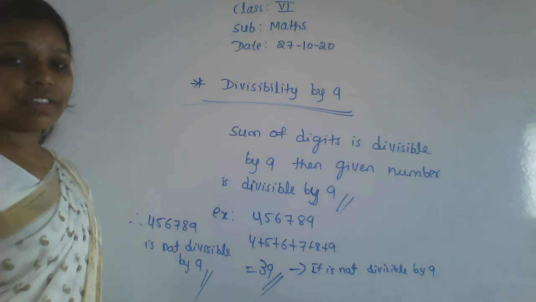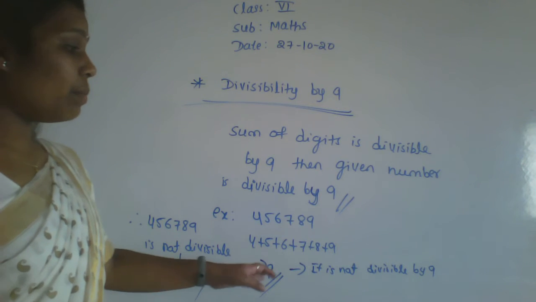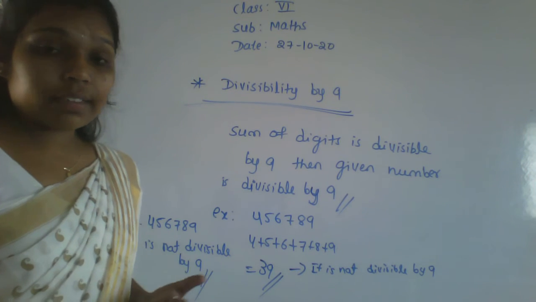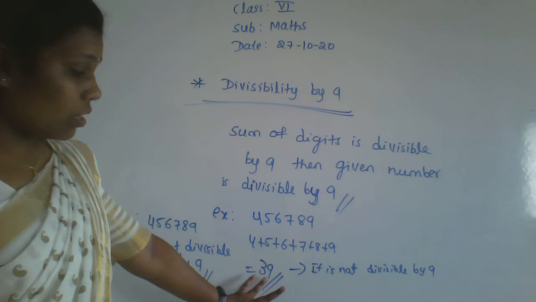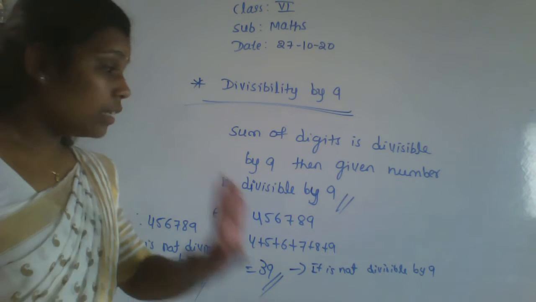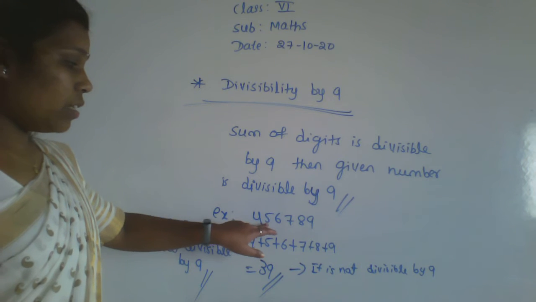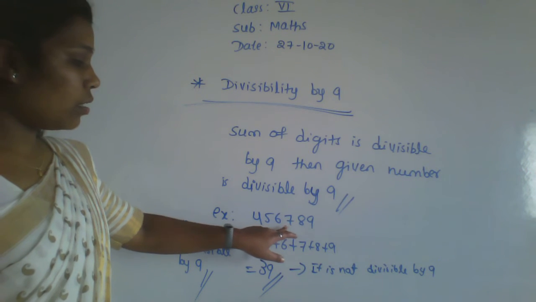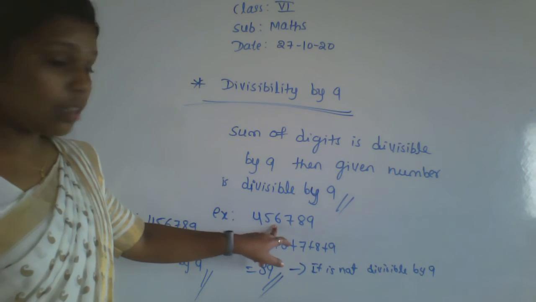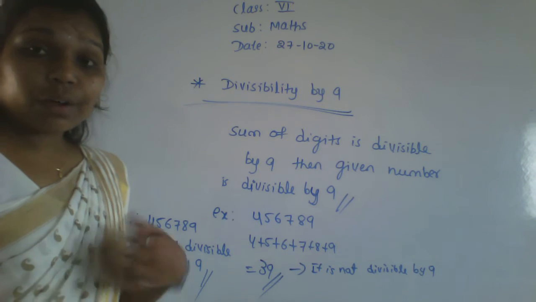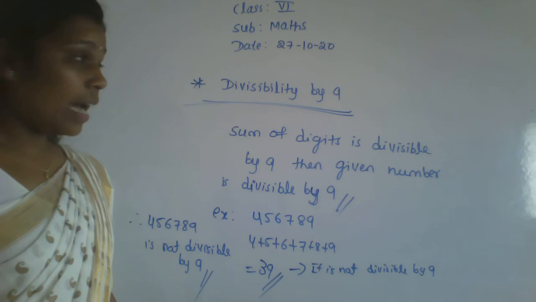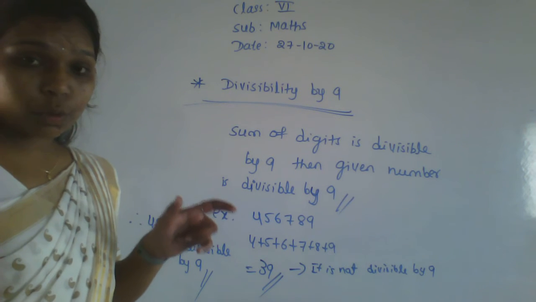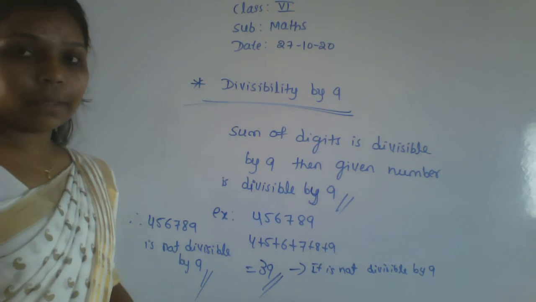Okay. So if the sum of the digits is divisible by 9, then only we can say that the given number is divisible by 9. But here we got that this is not divisible by 9. That's why the given number, 4,56,789, is not divisible by 9. That is the rule. The divisibility rule for 9 means the sum of the digits should be divisible by 9.